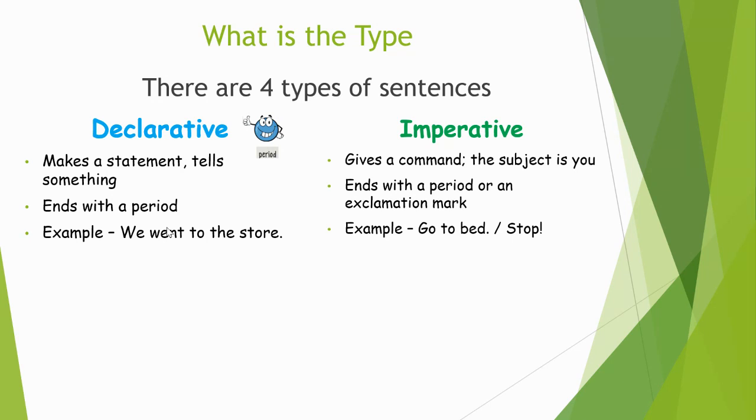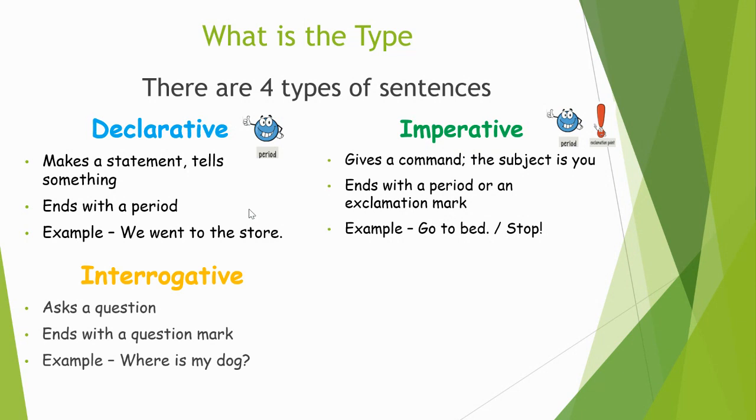The next sentence is an imperative sentence. This is the type of sentence that gives a command. It doesn't necessarily have a subject, so the subject is always going to be you. It ends with a period or an exclamation mark. For example, if you say, go to bed, the person that we're talking to is you. So this is why this is a command and it would be an imperative sentence.